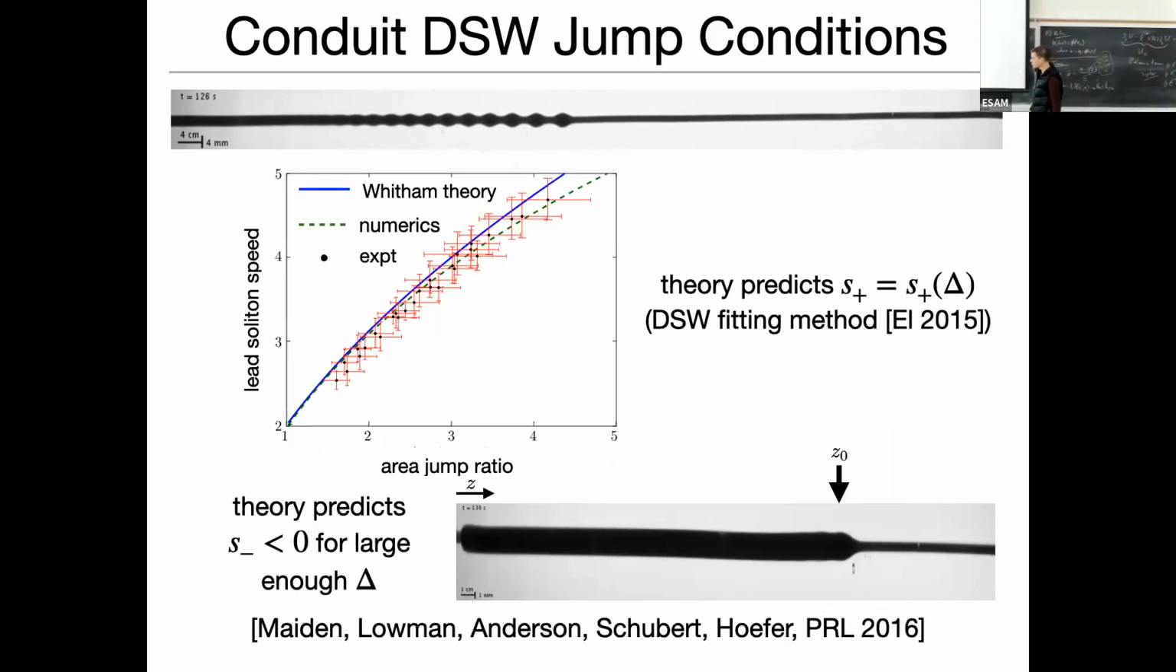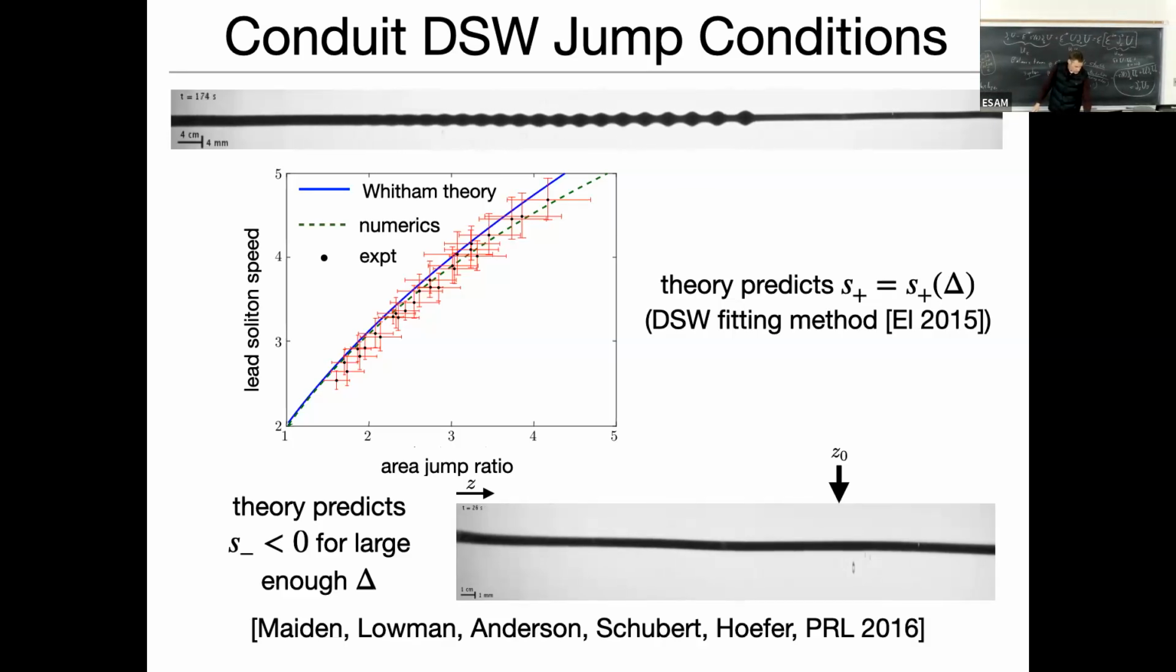You have to do a little more work to get those speeds, for example, the leading edge speed. But if you do that, the blue is the theory, and the crosshairs there are our measurements. So we don't do too bad. And then what about at the back, the trailing edge where the amplitude goes to 0? Well, the theory predicts that the speed could be negative if the jump is big enough. So let's take a really big jump and look at what happens.